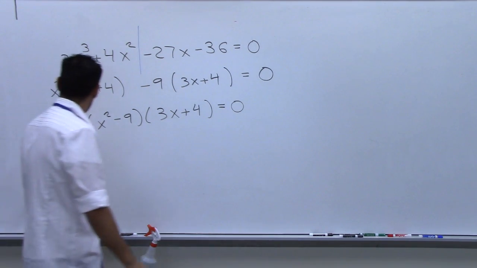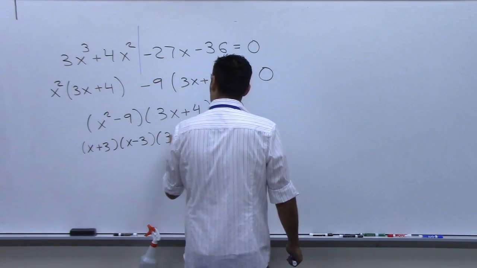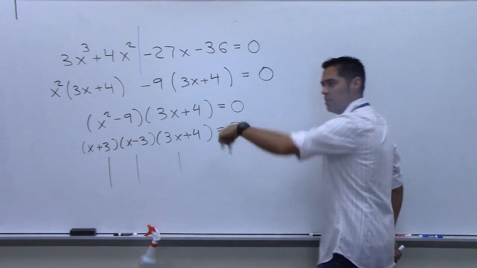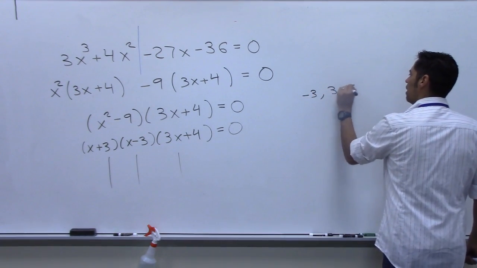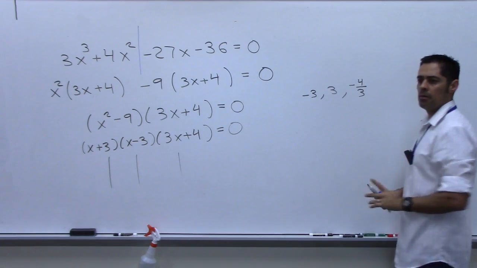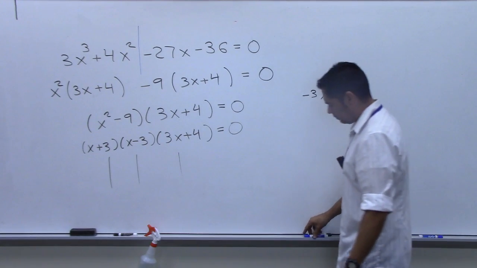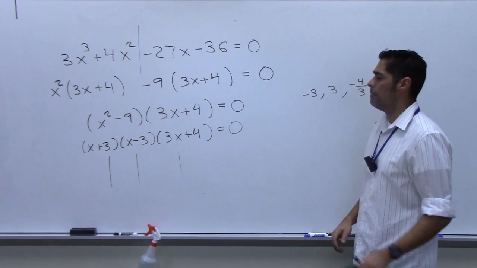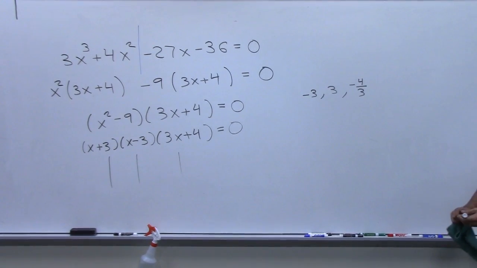And then this is difference of squares, x plus 3, x minus 3, and 3x plus 4 equals 0. So you set each of these equal to 0, and you should get 3 answers. -3, +3, -4/3. So that's the grouping. You all remember grouping? Okay. Instead of writing out x equals 3 and x equals -3, could you put x equals plus or minus 3? Yes, you could do plus or minus 3.